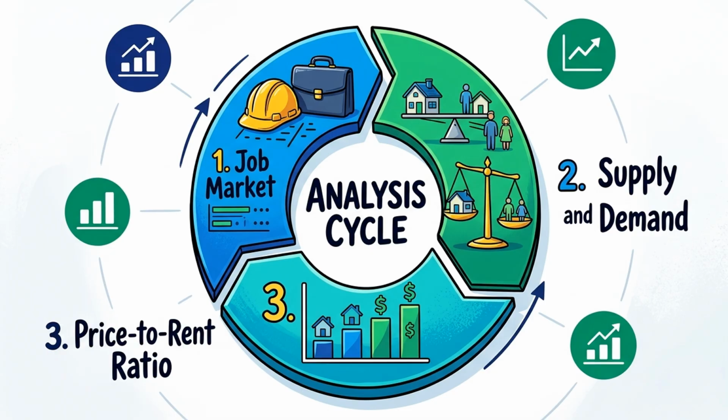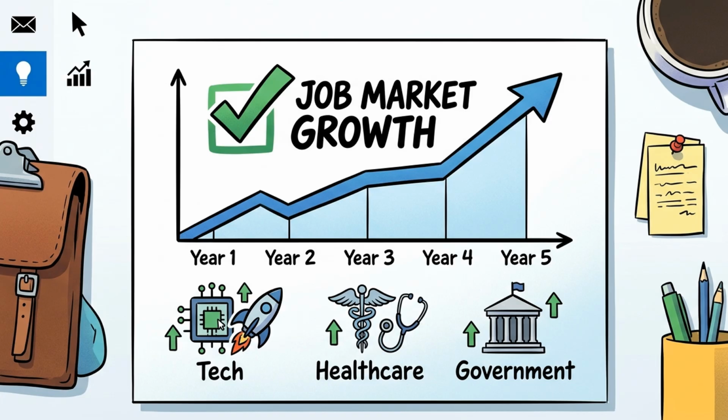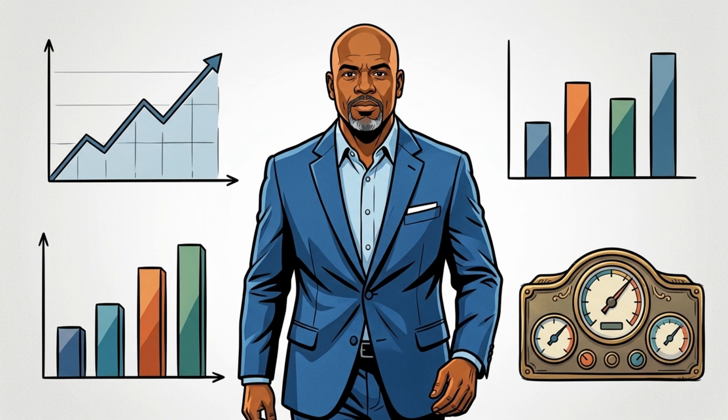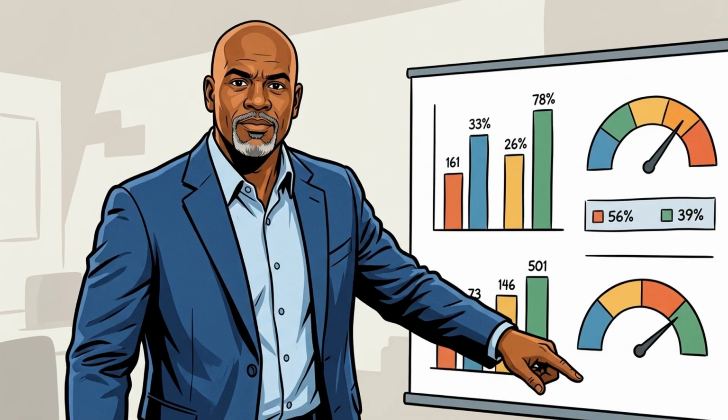So, let us look at the full picture. We started by checking the job market to ensure the town is actually growing. Then, we analyze the supply and demand using permit data and inventory levels. Finally, we use the price to rent ratio to make sure the math actually makes sense. These three steps create a filter that rejects the noise and leaves you with only the most viable opportunities.